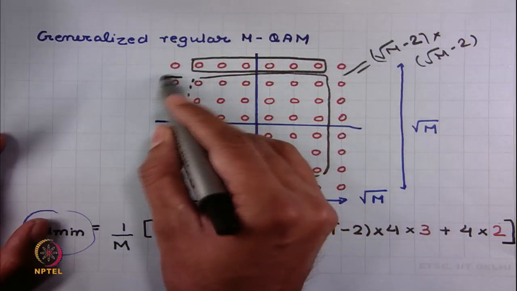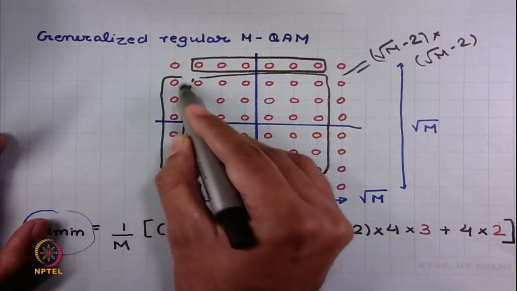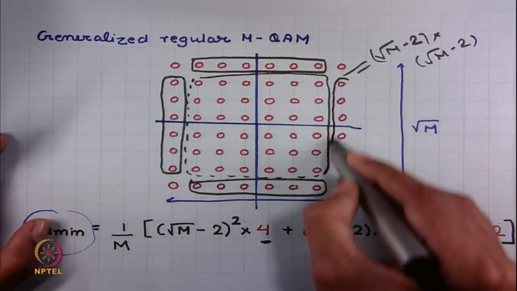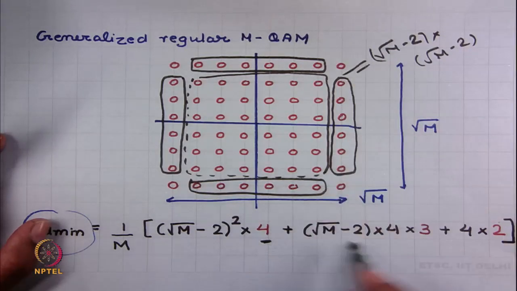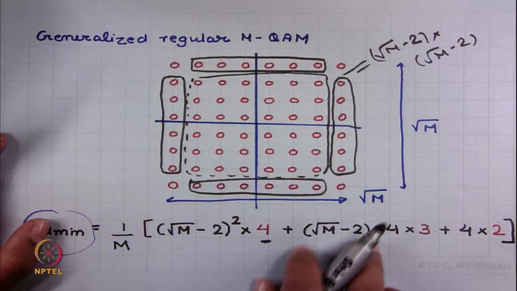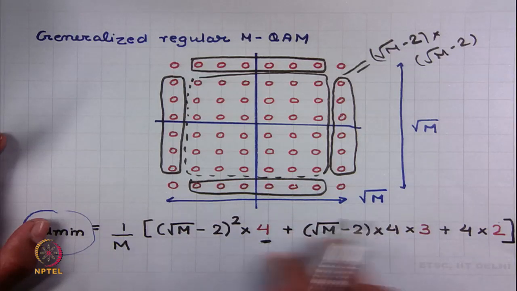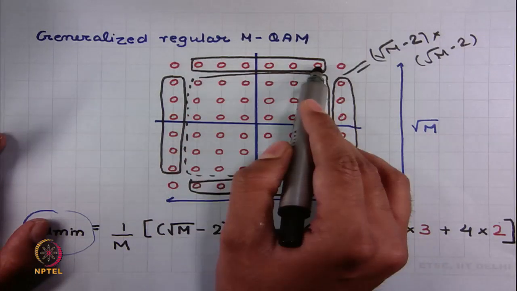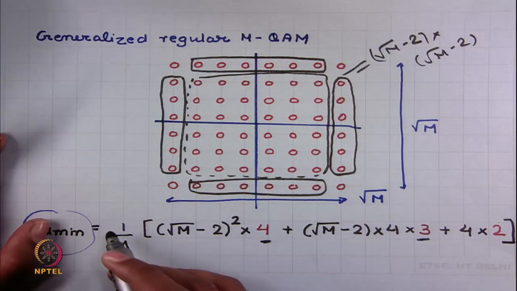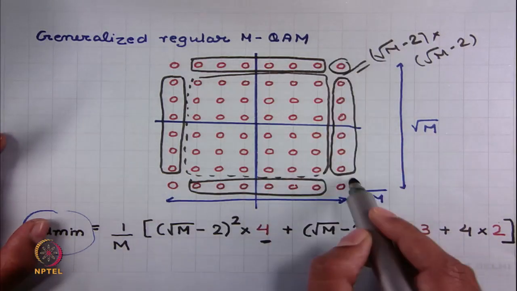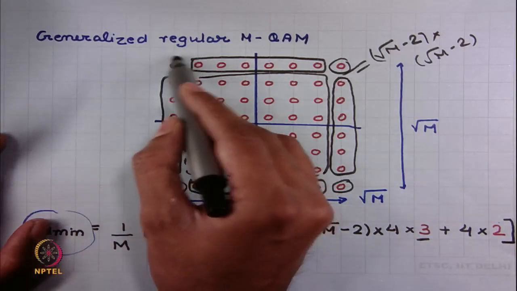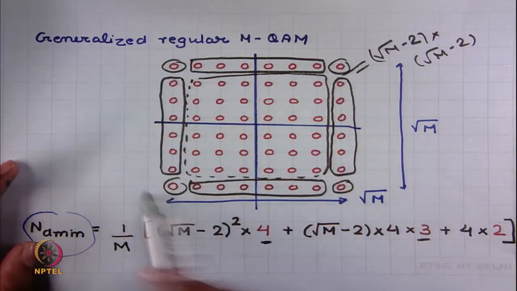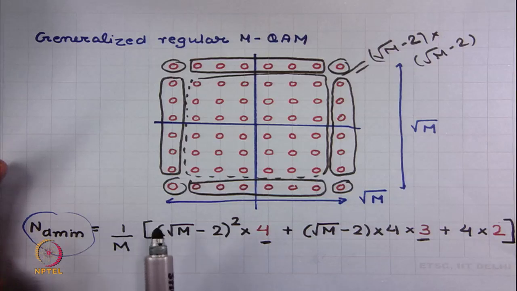So, one here, one this, one this, and one this. So, you have 4 such groups, and each group has root M minus 2 points, and each member of this group will have 3 nearest neighbors. So, we have 3 here. Remaining are these 4 points, the points which are lying at the edge. These 4 points will have only 2 nearest neighbors.